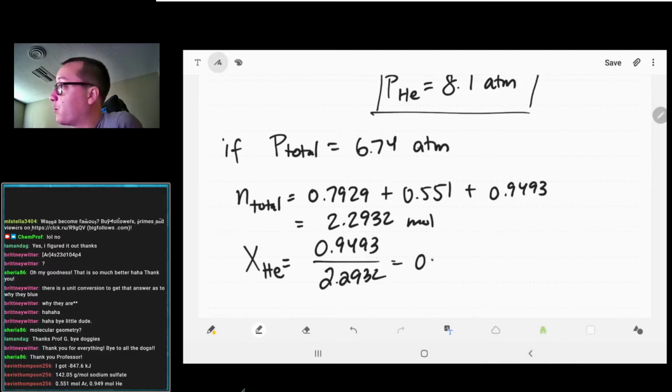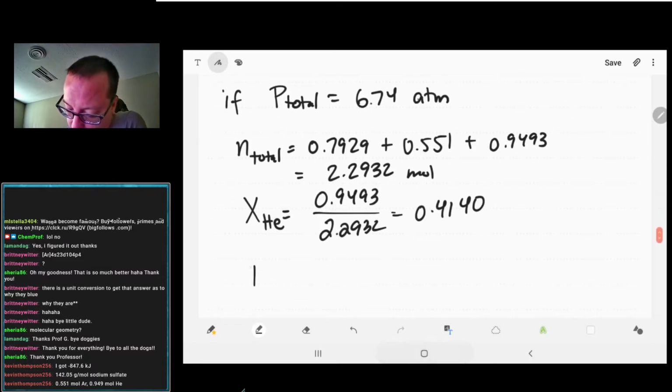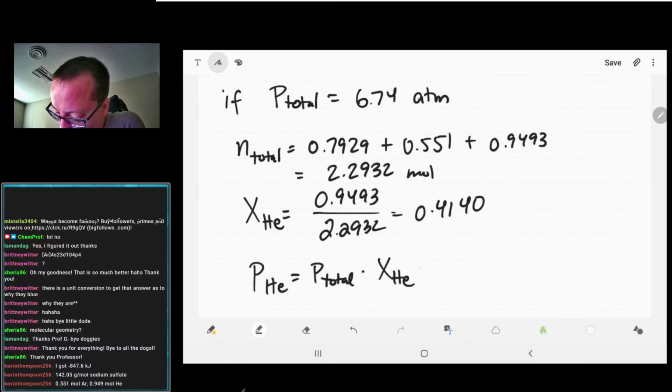So that's a mole fraction of 0.4140. And then we could multiply that by this. So partial pressure of helium is total pressure times mole fraction. And so we can go ahead and do this. Multiply that by 6.74. And so now we get the partial pressure is 2.79 atmospheres. Hooray.